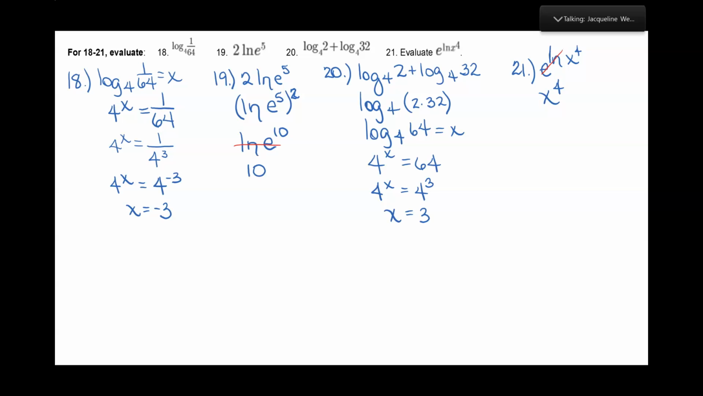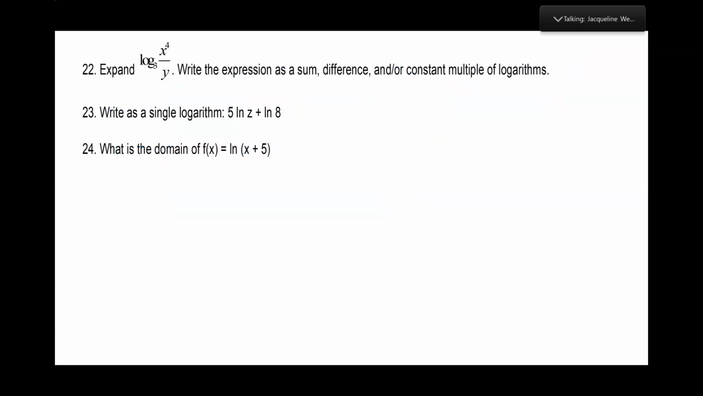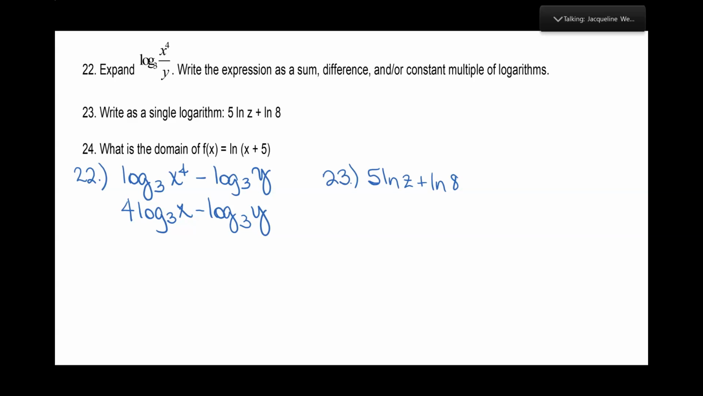All right, so in number 20, we condensed 2 logs into one. We want to do the opposite now. For number 22, we want to expand. So I'm going to take one log and I'm going to expand it out into separate logs. All right, so if I have 2 things that are being divided, how do I write them as separate logs? Subtract, right. So I'm going to have the log base 3 of x to the 4th minus the log base 3 of y. All right, then what can I do with the exponent on log base 3 of x to the 4th? Move it out in front, right. So that would be its expanded form. Nothing else that we can do with that.